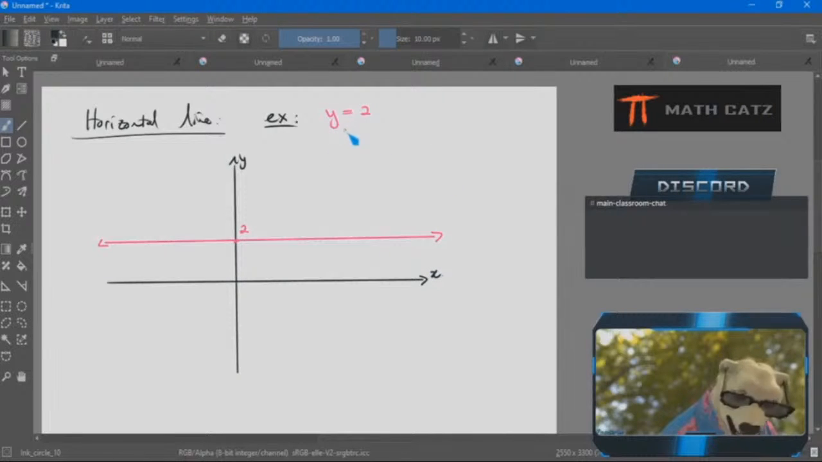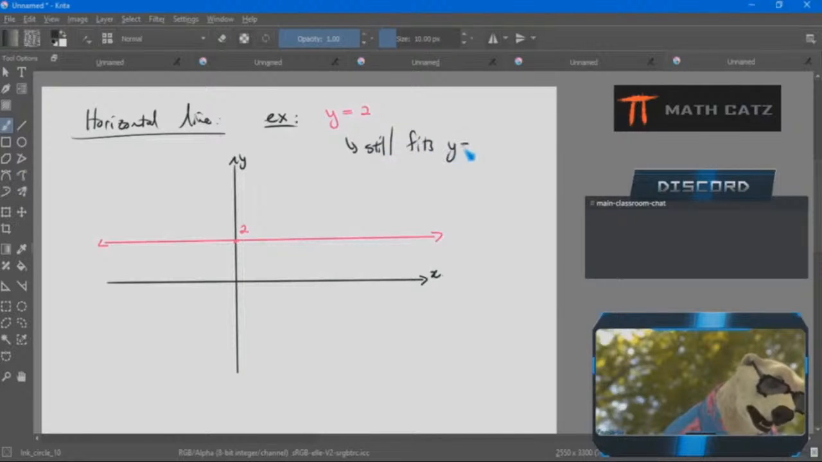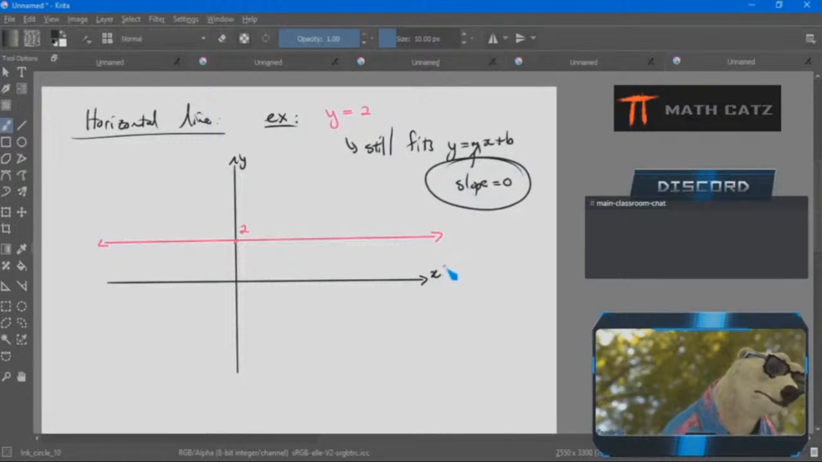Now it looks special. It still fits the y equals mx plus b form. The slope m is just 0. And the b is, of course, the y-intercept, which is actually all the y values. So a horizontal line corresponds to a straight line with 0 slope.